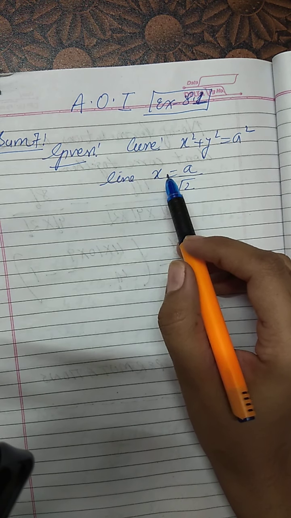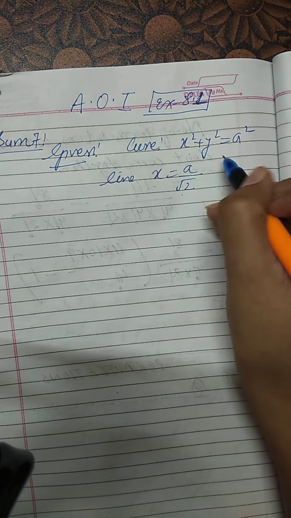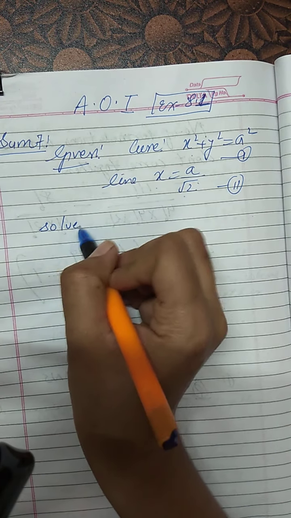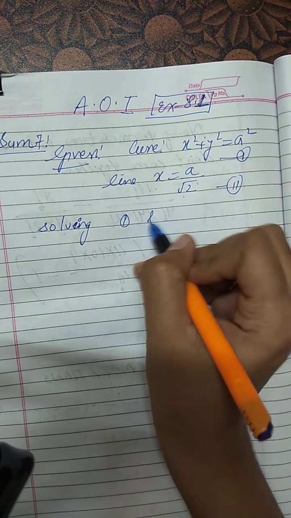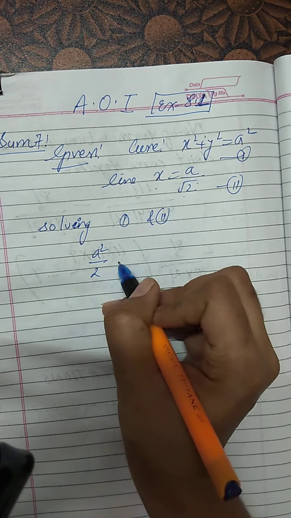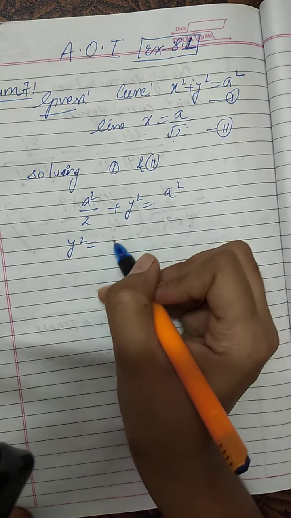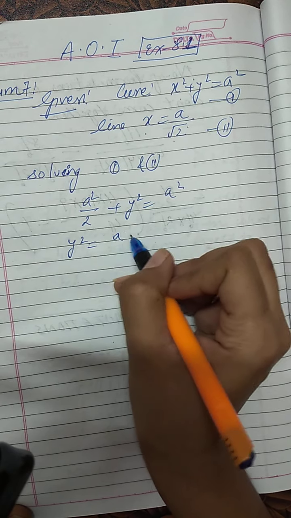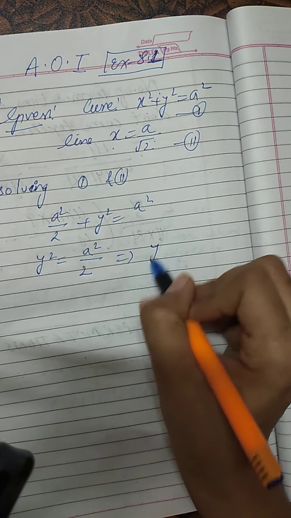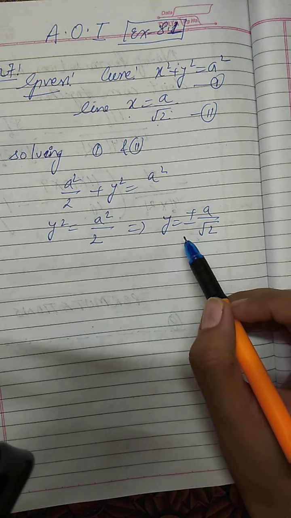If I need to find at which points the line will cut the circle, that means the points of intersection, I will just solve the given curve and the line. So I will write down here, solving 1 and 2. That means I will just put the value of x here. So I will get a square by 2 plus y square equals a square. The value of y square will be a square by 2 only, which implies the value of y will be plus minus a by root 2. So the intersection points, plus minus, are coming.